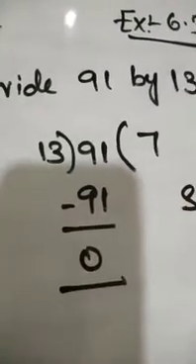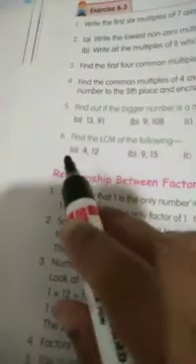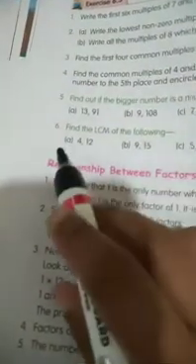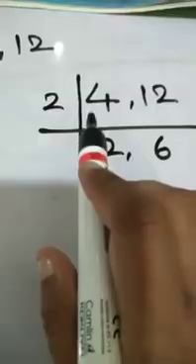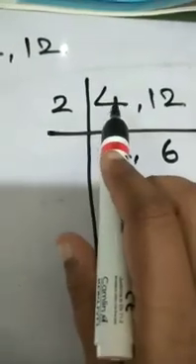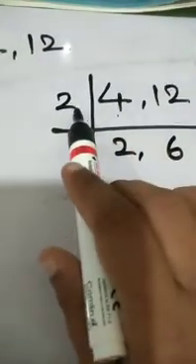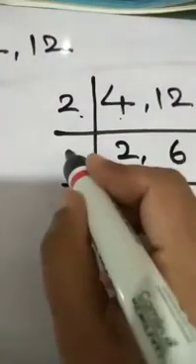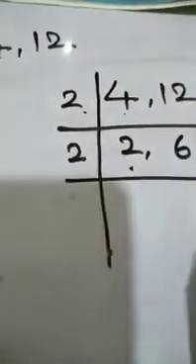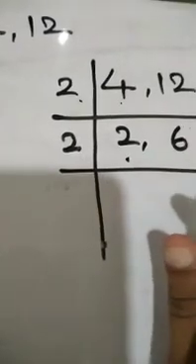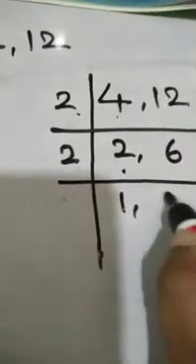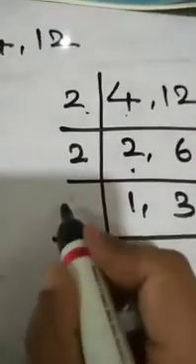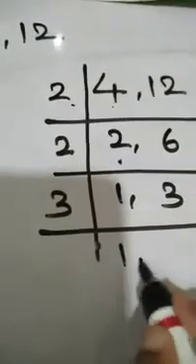Let us do the sixth bit. Find the LCM of the following. The question is 4 comma 12. 4 comma 12 is divisible by 2. So 2 2s are 4, 2 6s are 12. Next, again we take 2 because 2 comma 6 is divisible by 2. So 2 1s are 2, 2 3s are 6. Next, we take 3 because 3 1s are 3.